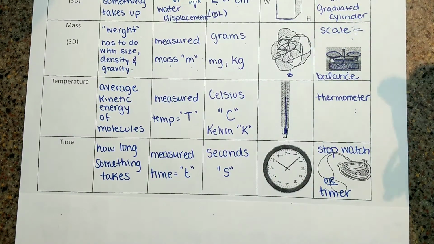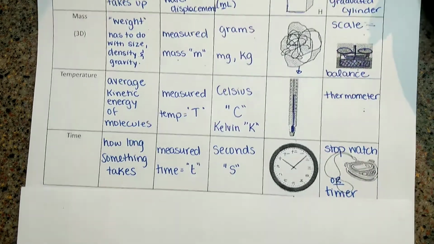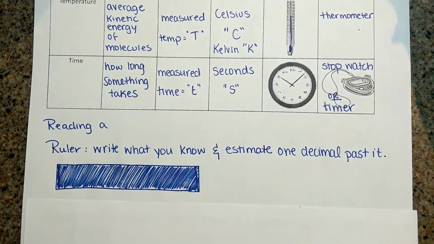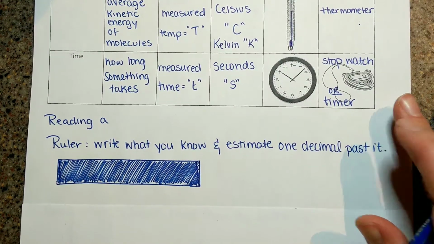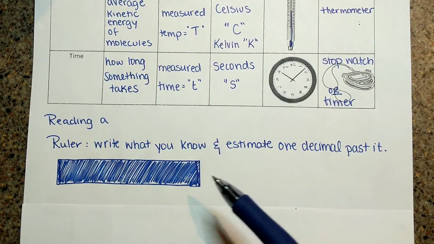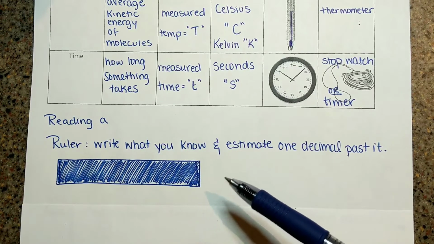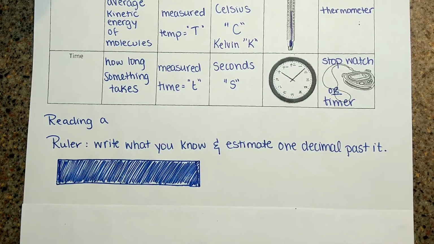Now, how do we actually go about measuring? Two different ways we could measure. We could use a ruler or a graduated cylinder. So with a ruler, we'll write down what we see, and then we're going to estimate 1 decimal past what we see.